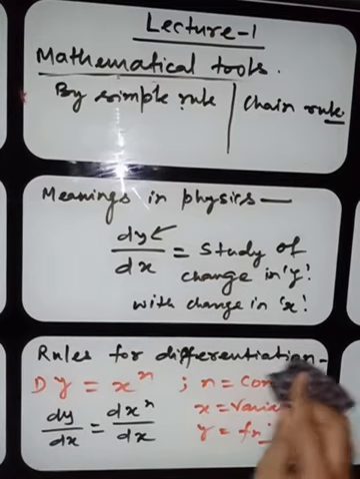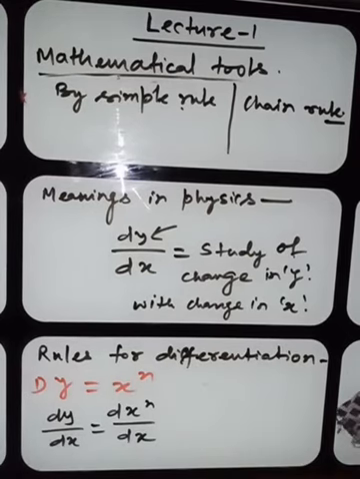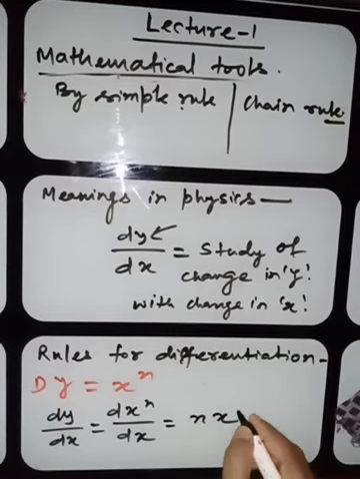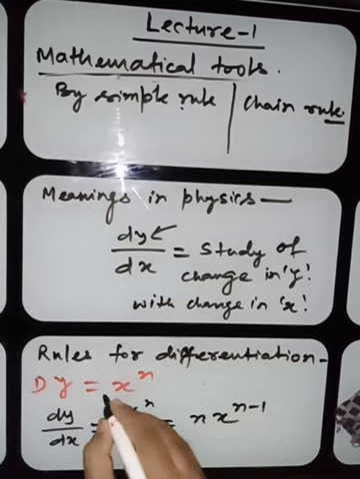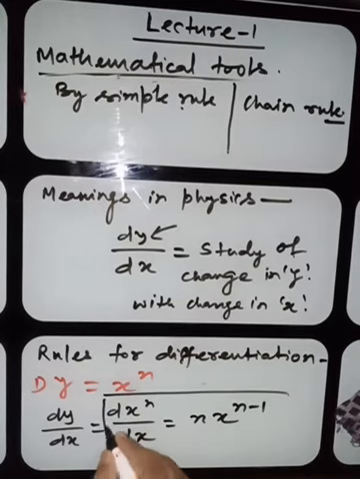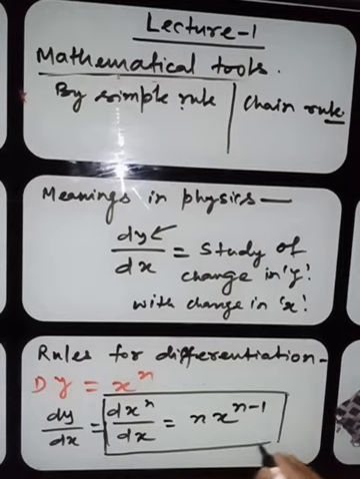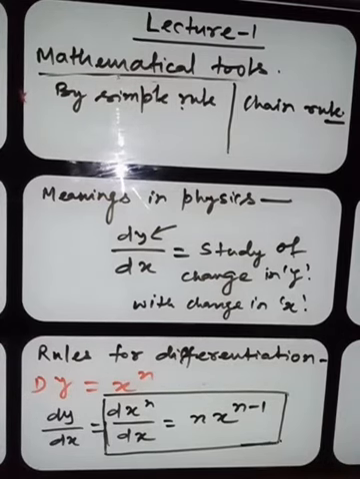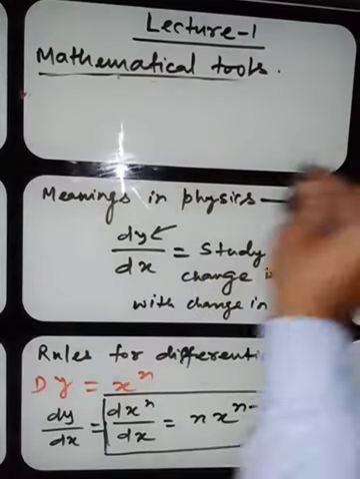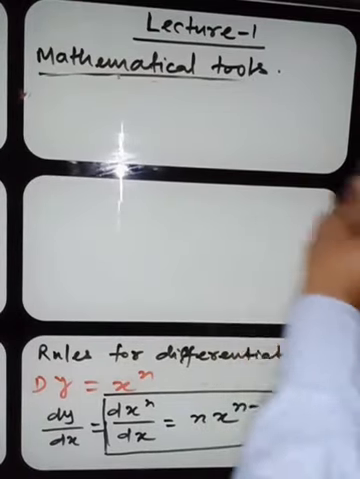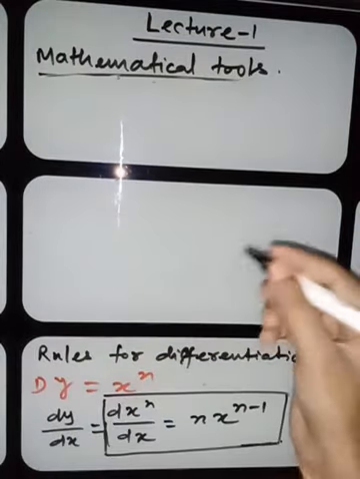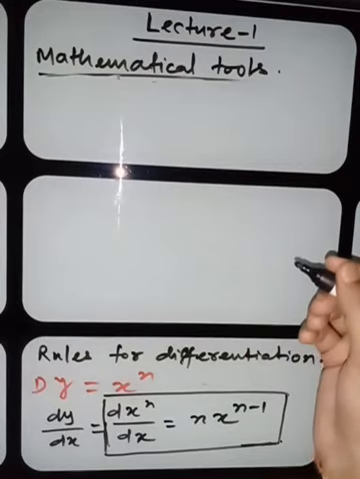So we are writing the answer, and this will be the formula you have to remember. If you find any function in this way, then you will write n x to the power n minus 1, and this is the formula. Let me solve a very simple question for this one. We will take 2 or 3 examples, and then we'll conclude today's lecture. So my student, look here.